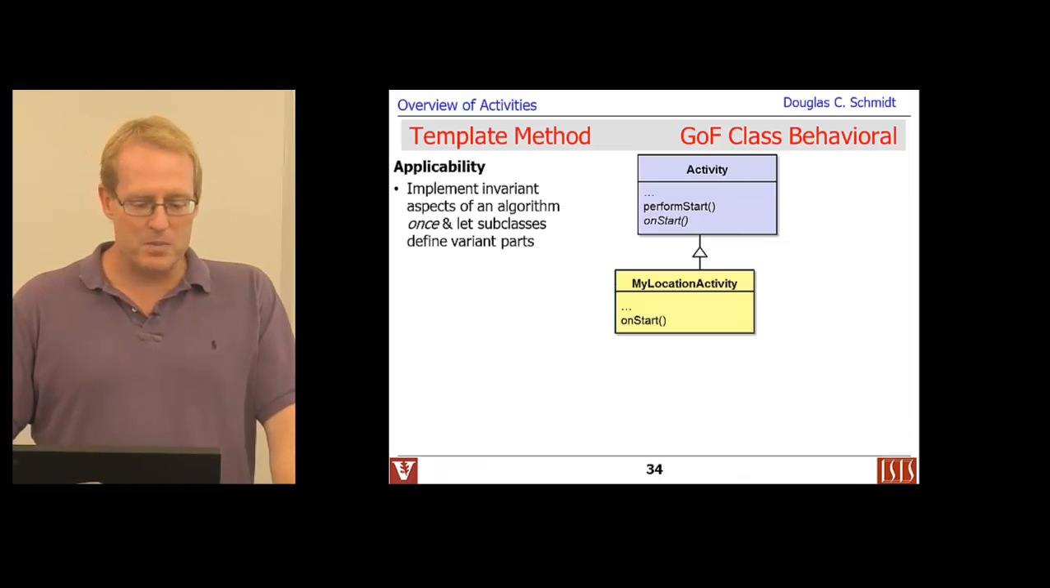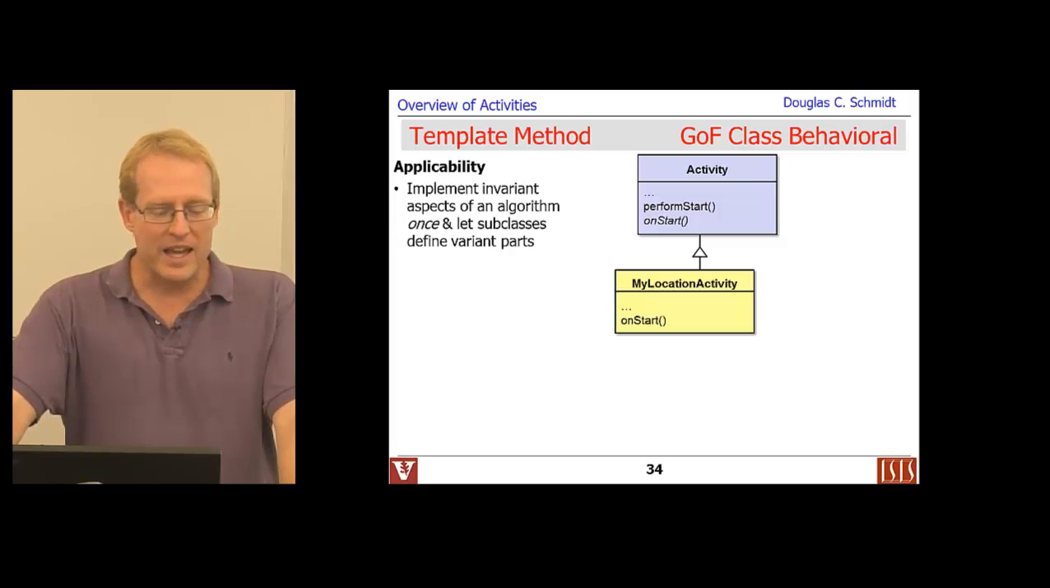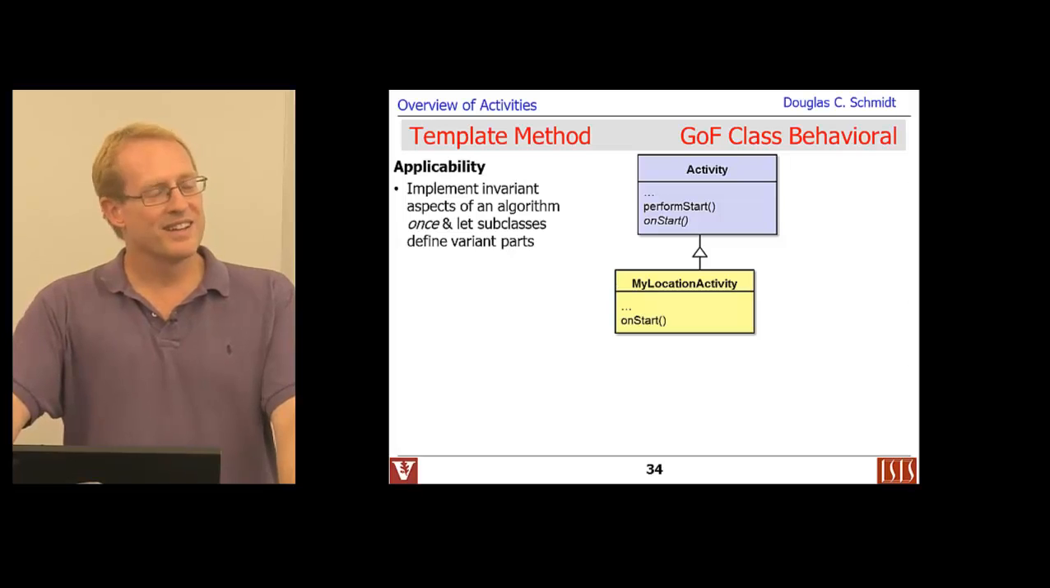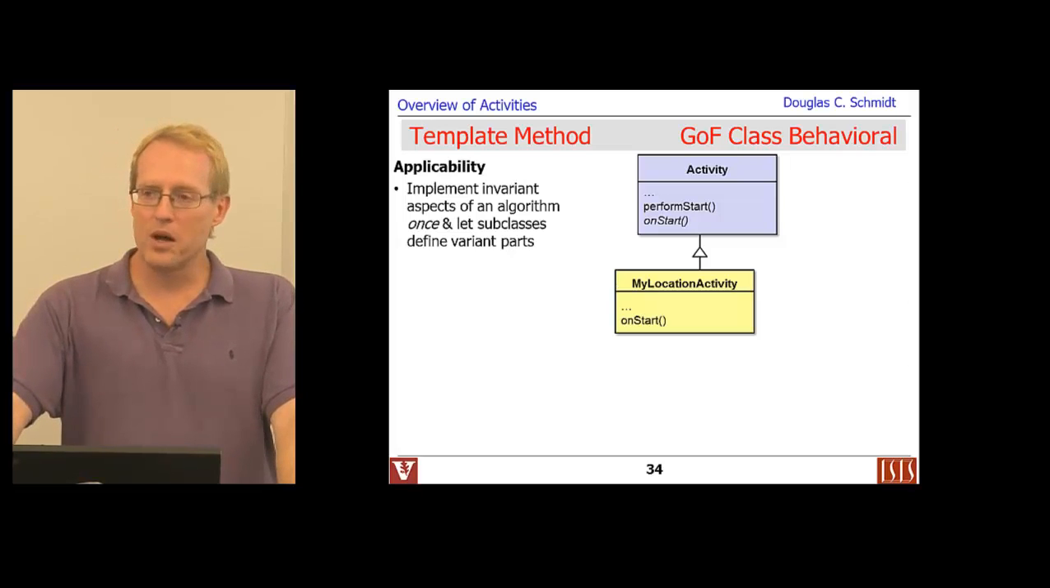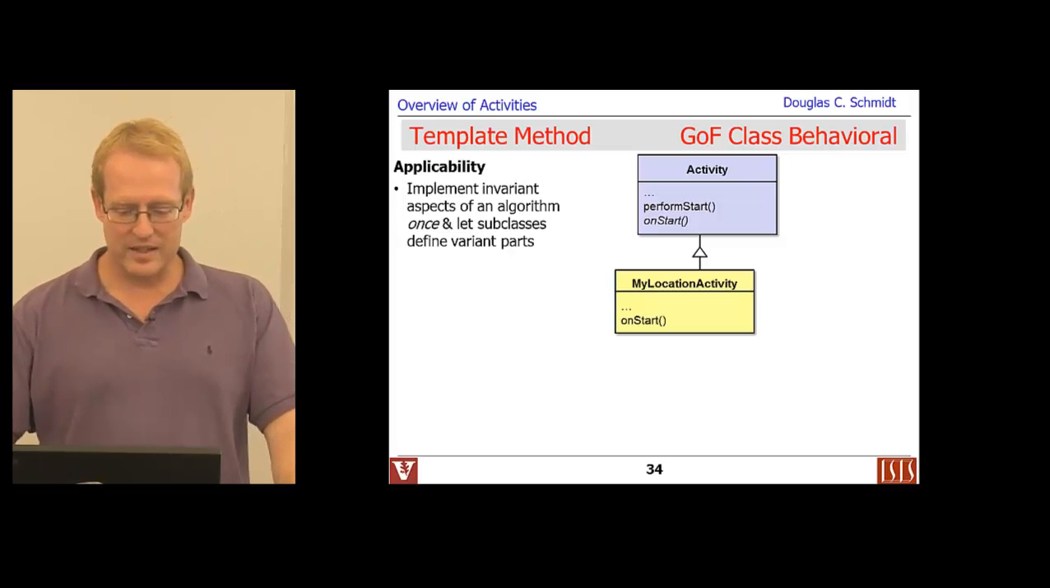So when would you apply this pattern? Well, there's a couple different situations. If you want to be able to implement invariant aspects of an algorithm once, the things that don't change, and then be able to defer the variant parts to subclasses. So right away, you should see why this thing gets applied a lot in Android, because Android is full of frameworks and product lines and so on, and this concept of commonality and variability is very important there. So we're going to look in a second about how this actually gets used in the context of Android.